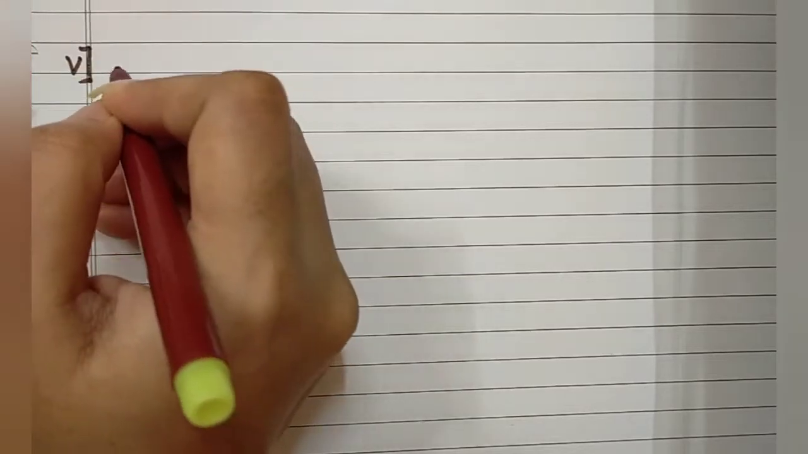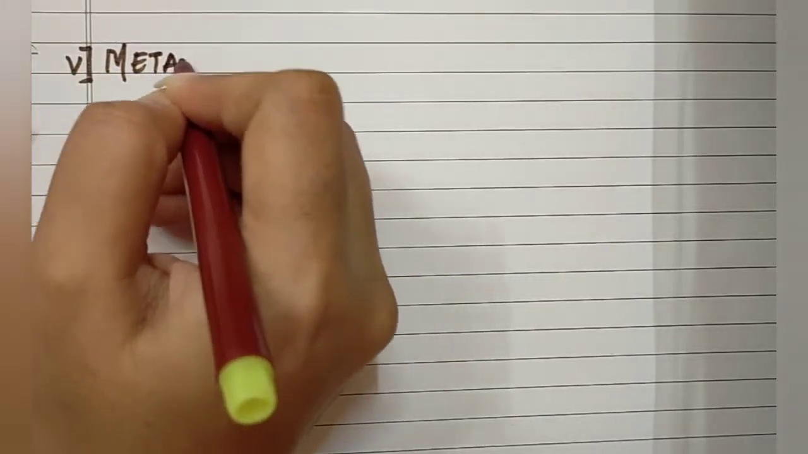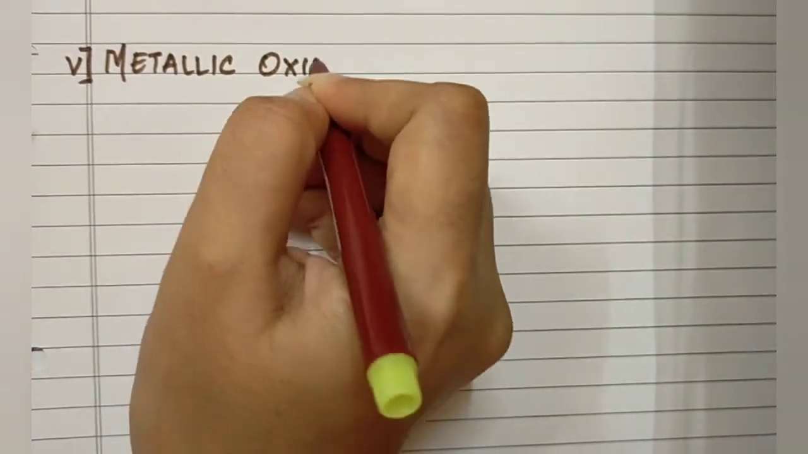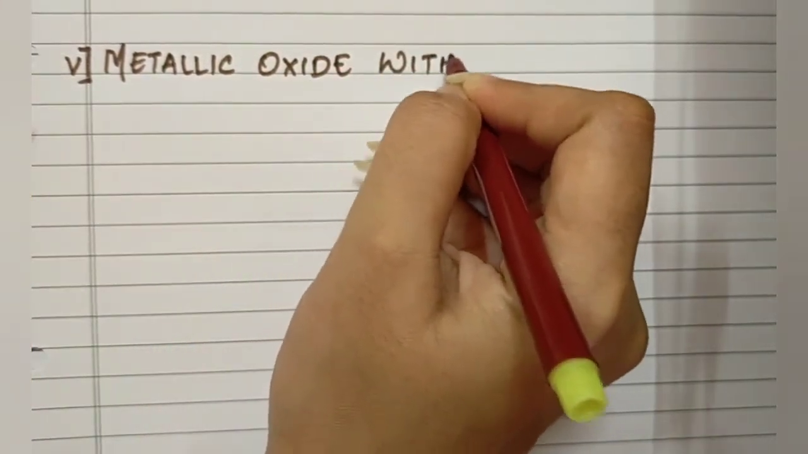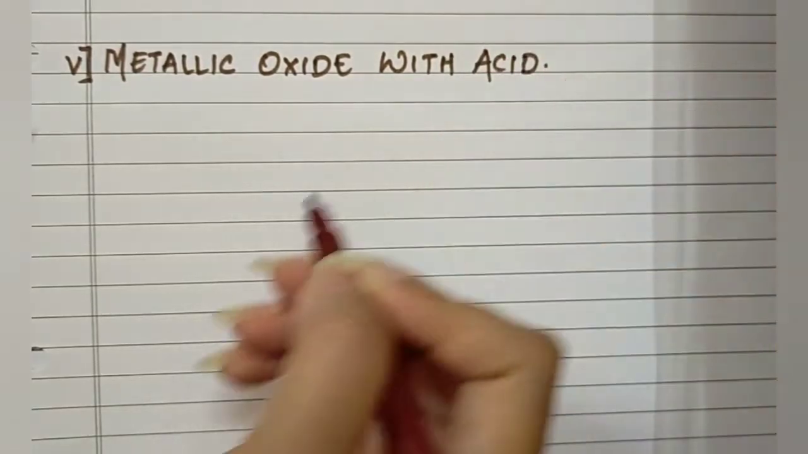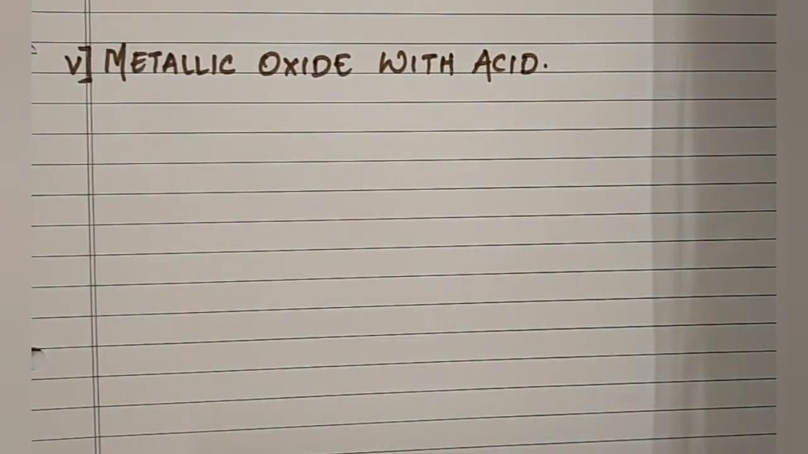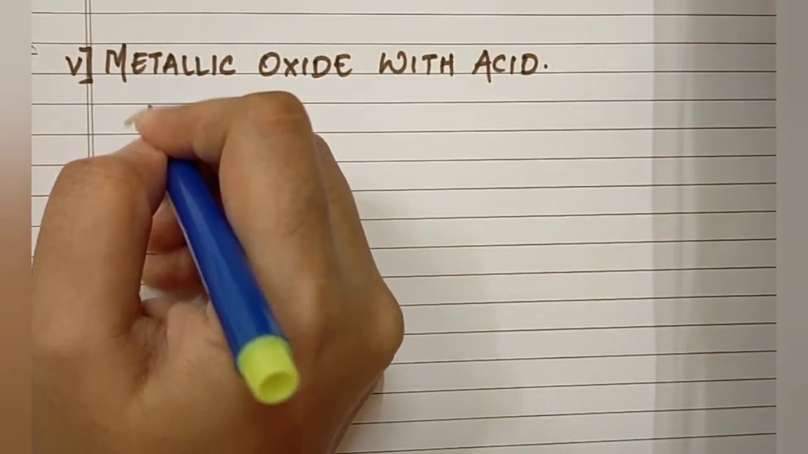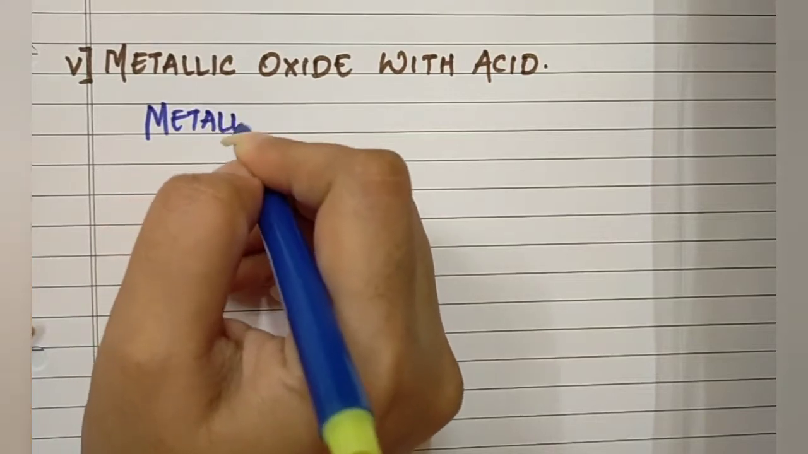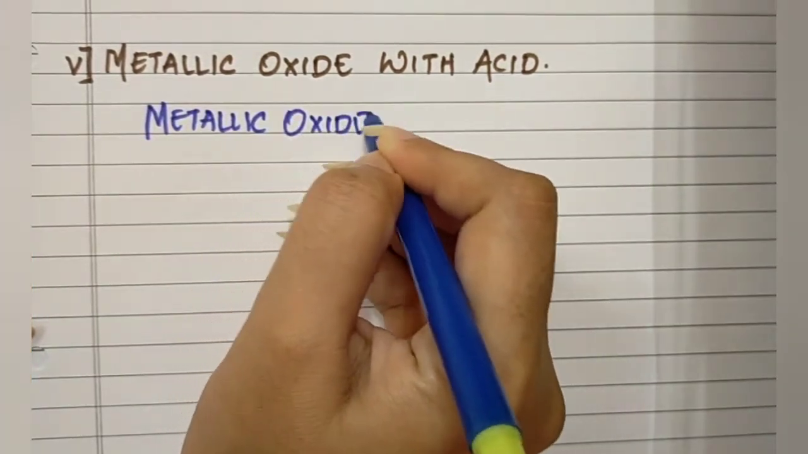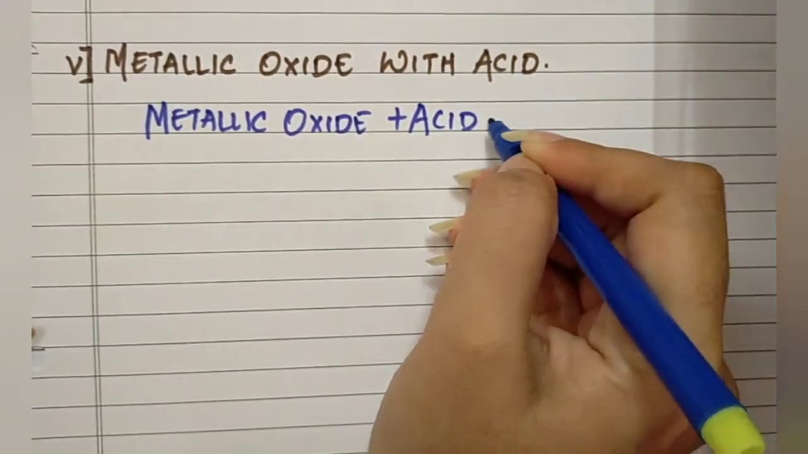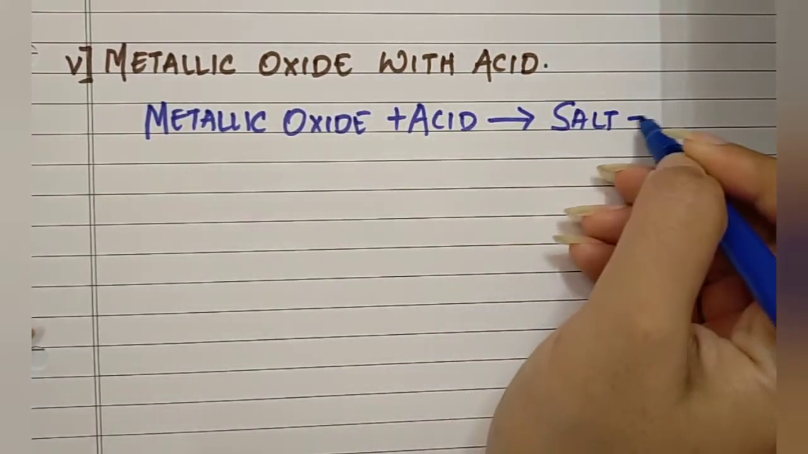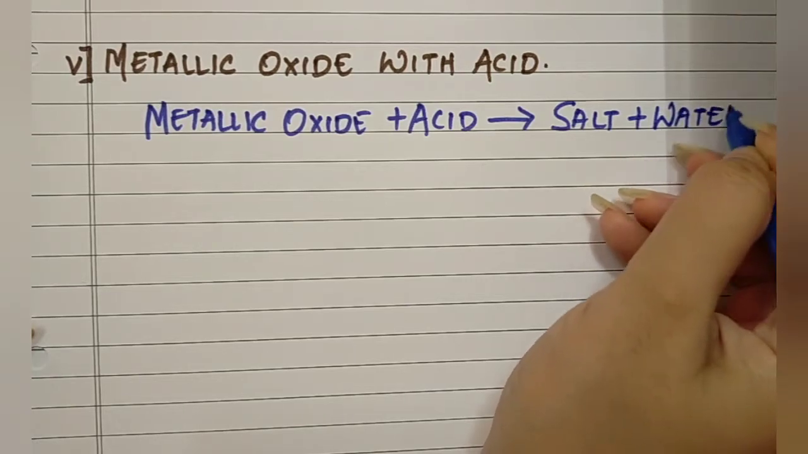Let us proceed to our fifth chemical property, that is the reaction of metallic oxide with acid. So how do acids react with metallic oxide? For that, let us first understand the general reaction. Students, metallic oxides react with acid to form salt and water.